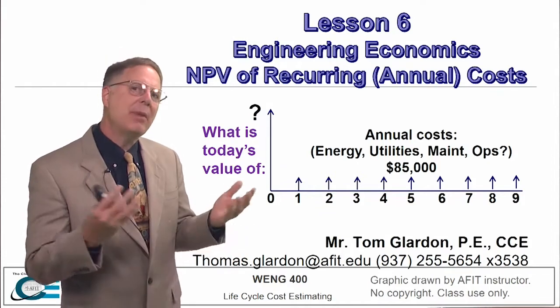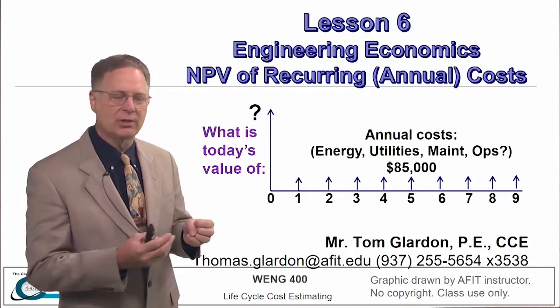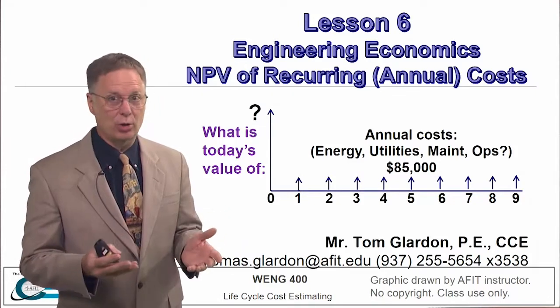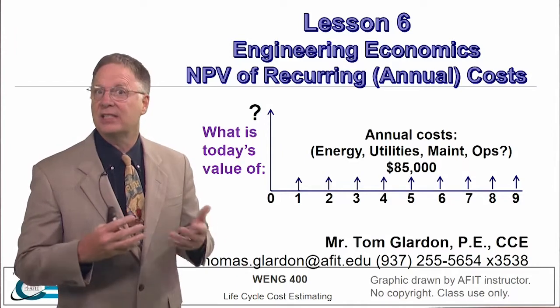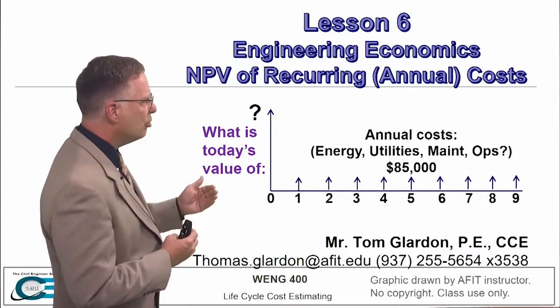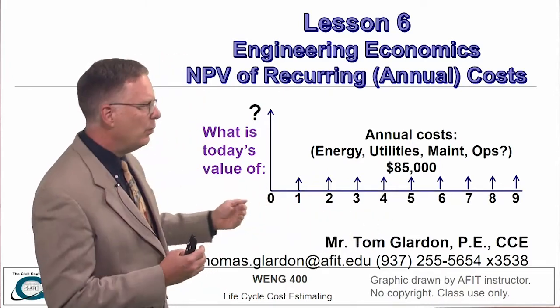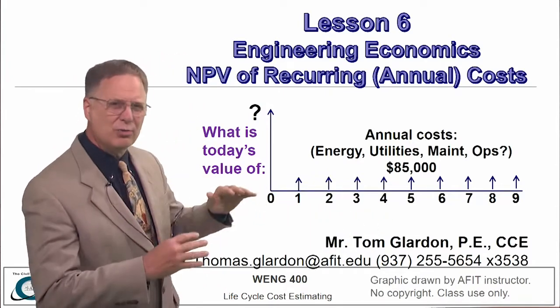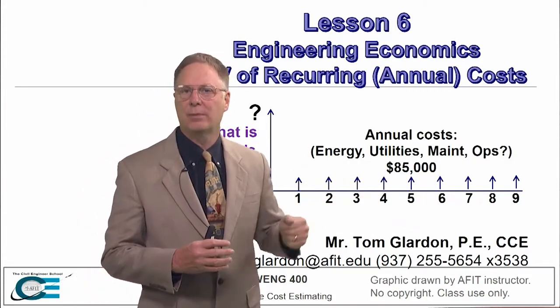What might they be? Energy, for example. You're going to pay a utility bill or maybe a water bill or something like that. Or you might have maintenance that occurs throughout the year. Or you might have some operational costs like running a steam plant. And those costs will occur every single year. And the way that we model this, we understand that there's minor fluctuations, but generally we consider them to be equal from year to year to year.